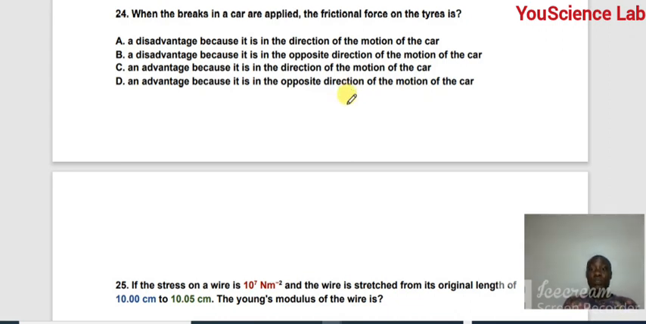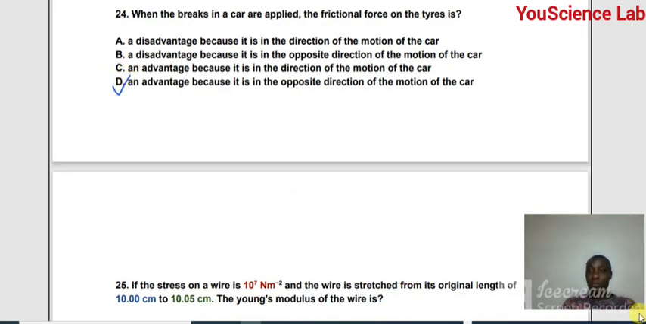Now, friction opposes motion. When you apply the brake, it opposes the motion of the car, so it should be in the opposite direction, and that is an advantage because what you tend to do is to apply the brake to bring the car to a rest. So it is an advantage. So option D is the correct option.